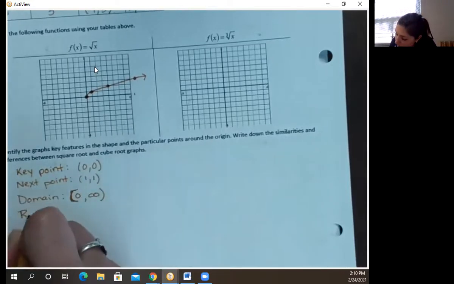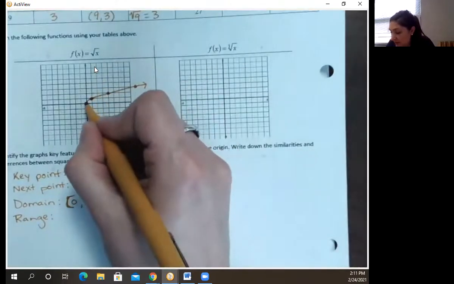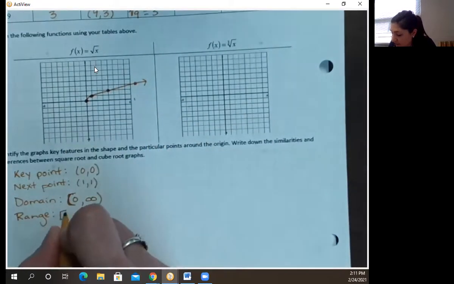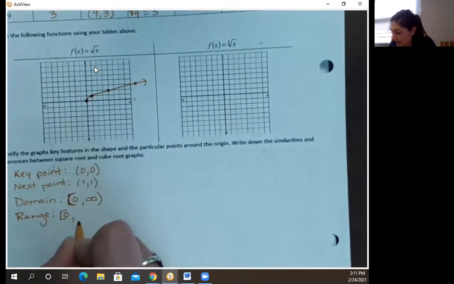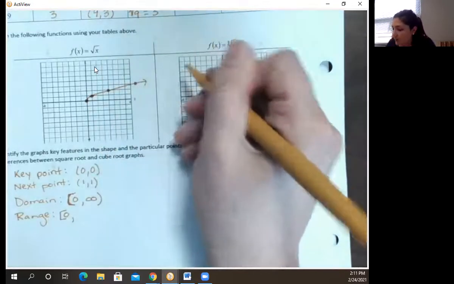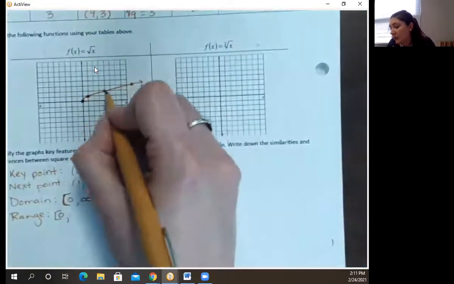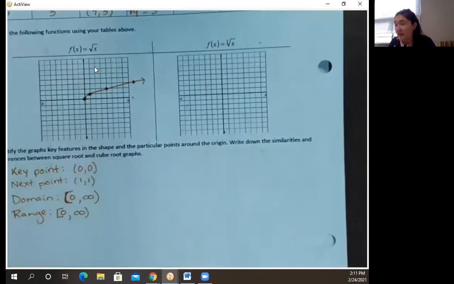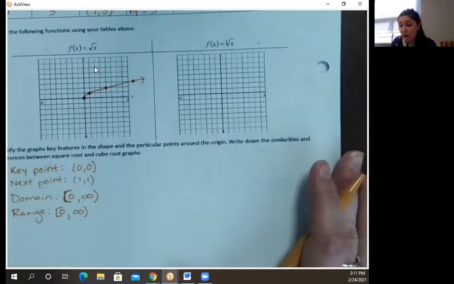And then our range is also limited because, again, of that terminal point. So the lowest y value I'll have is 0. Since I actually have a point there, I get a little bracket. And then anything bigger is okay. My square root graphs grow pretty slowly. That's okay. Eventually, I'll get really big y values if I plug in large enough values of x. So that's our square root graph.